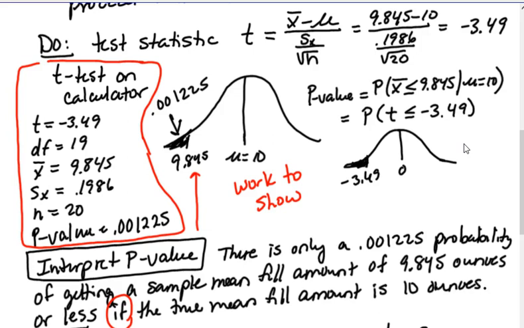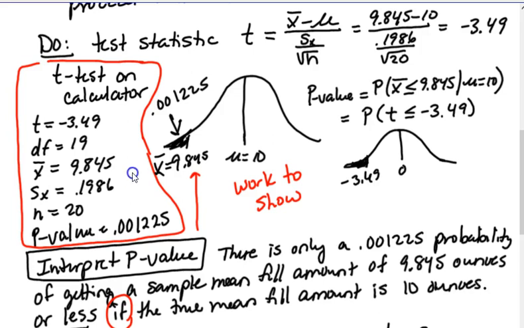If we were to draw a picture of what these numbers tell us, this is saying when mu is equal to 10, the probability that we get a sample mean, x bar, equal to 9.845 or less, is 0.001225. That's the p-value.